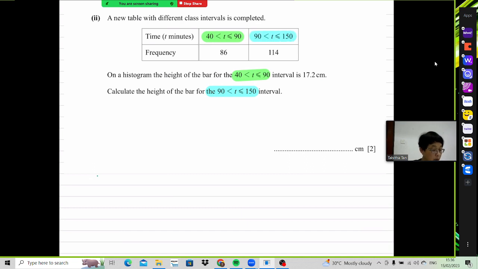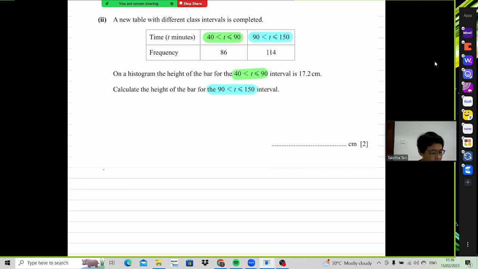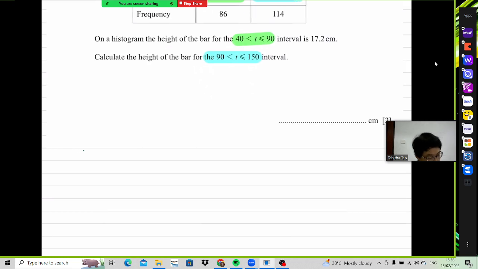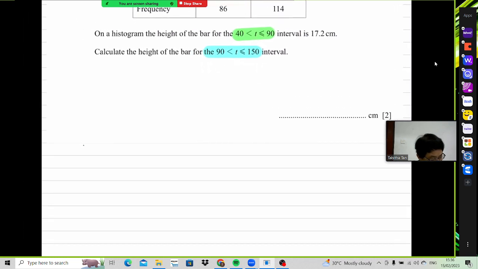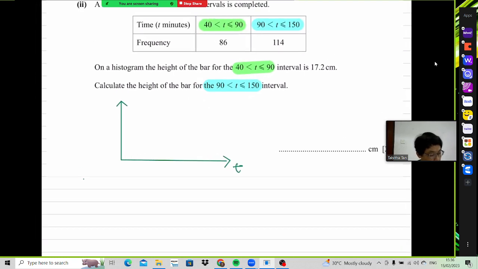Okay, so in other words, you need to find the bars for that. So let me give you some pictorial representation. Hopefully that gives a better understanding. If I were just to sketch, this is the histogram, and we won't sketch everything. This is time in minutes, and let's say it was given to us, 17.2.